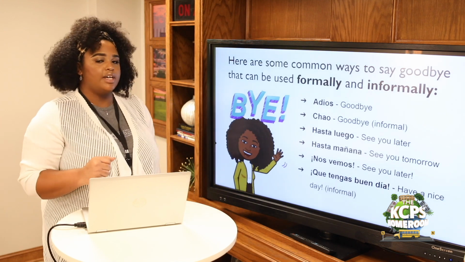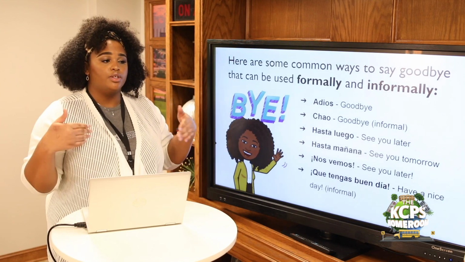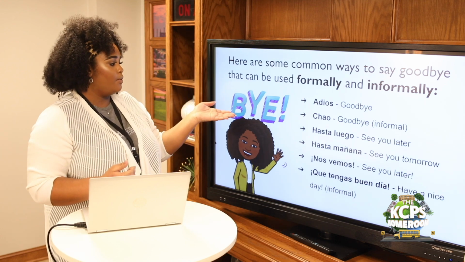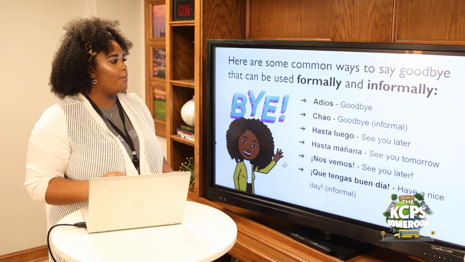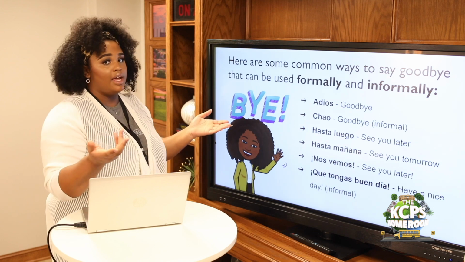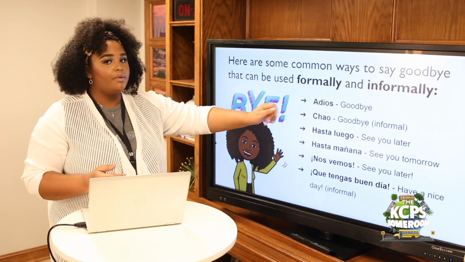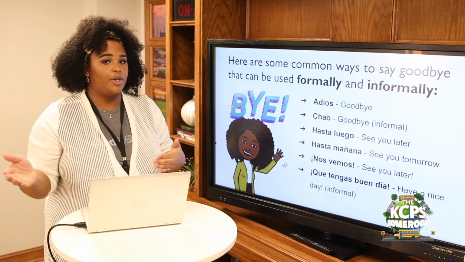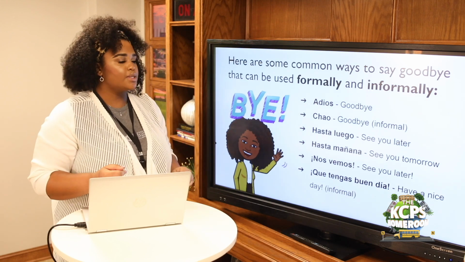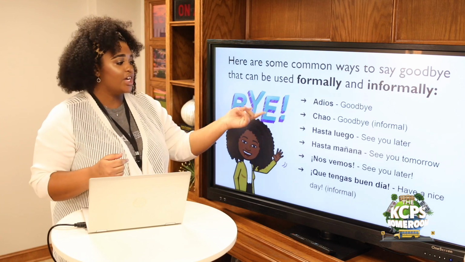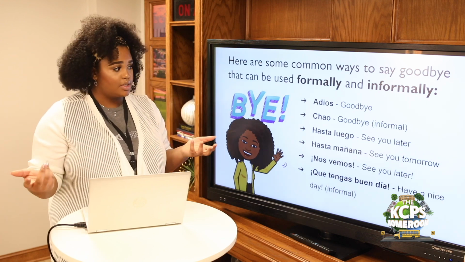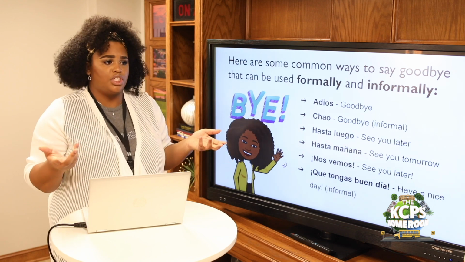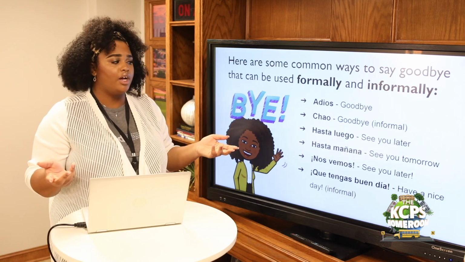So now that we've learned how to say hello to formal and informal people, now let's learn some ways to say goodbye. So here are some common ways that you could say that formally and informally. So the most common that you probably know is adios. So repeat, adios. Adios means goodbye. Ciao is informal to say goodbye. So that's probably another common one that you hear too is ciao. Adios and ciao are very common.